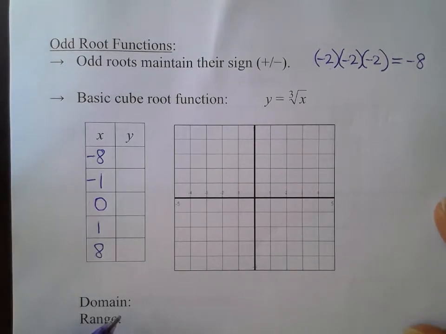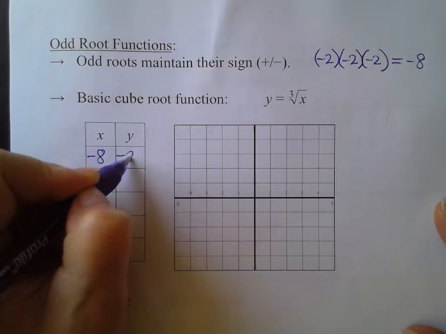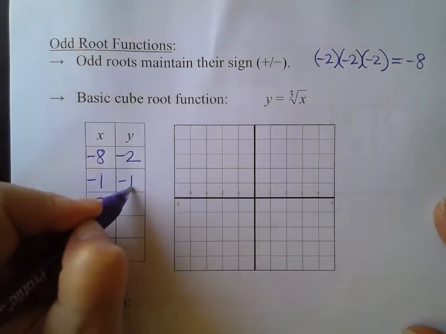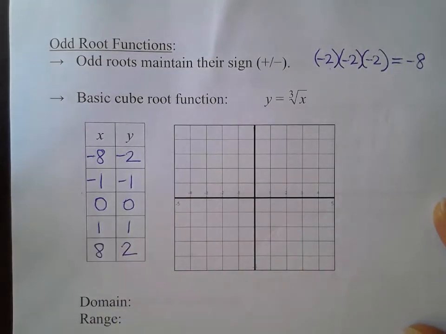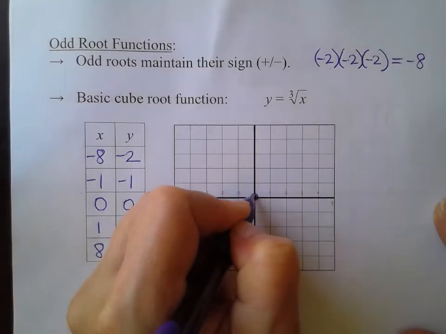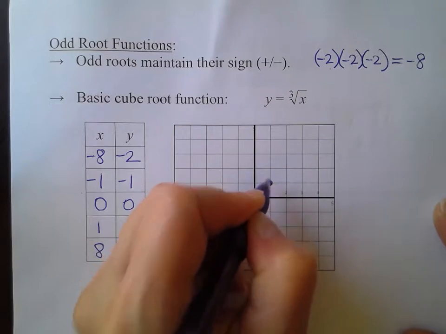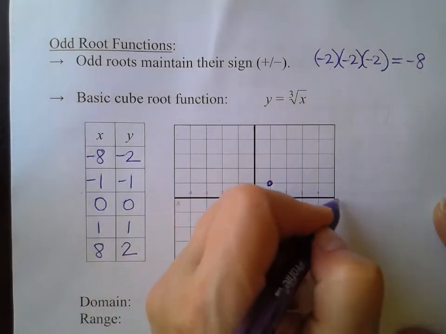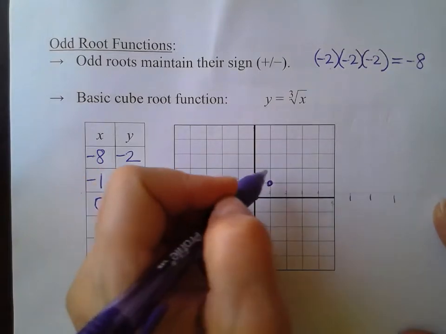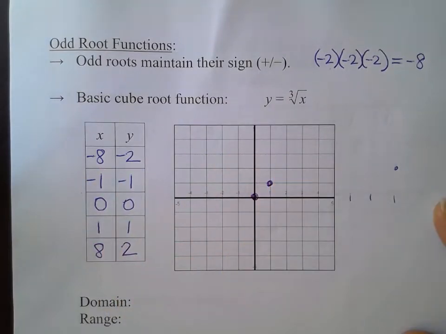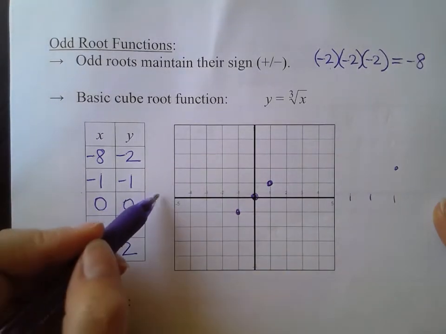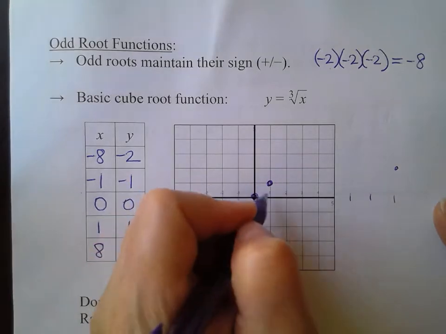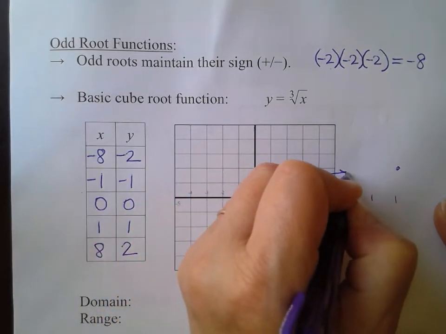Then I'm going to take the cube root of those numbers. The cube root of -8 is -2. This would be -1, 0, 1, and 2. Okay, so on the right side, I've got 0, 0, 1, 1, and 8, 2. So it is kind of elongated. And then on the other side, I have -1, -1, -8, -2. So it's going to look something like this.